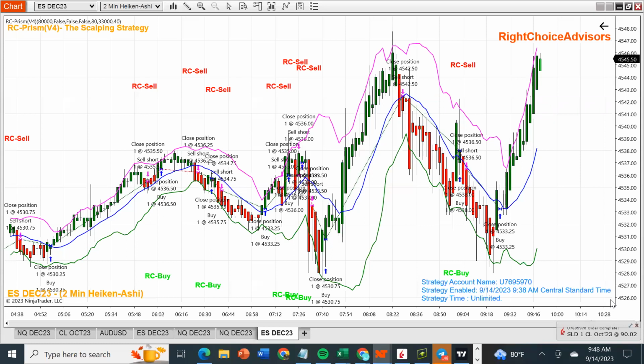Again, it sold it, right? It sold the position. So there might be a reversal now. It is still waiting to take a signal.